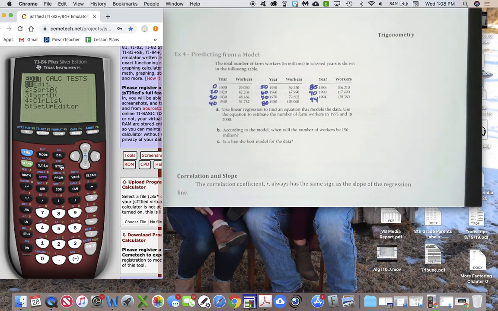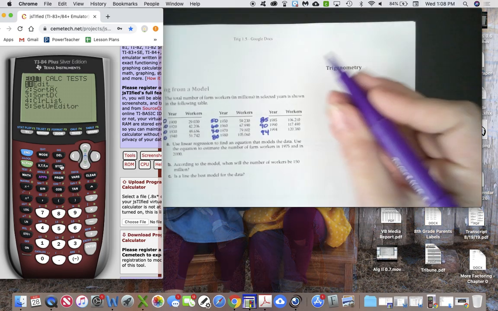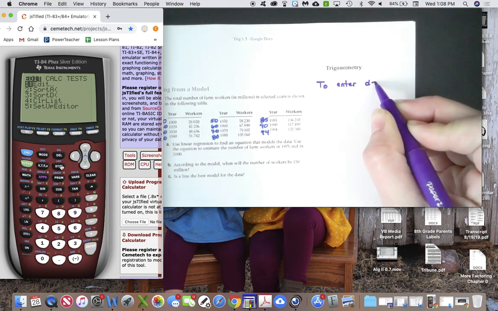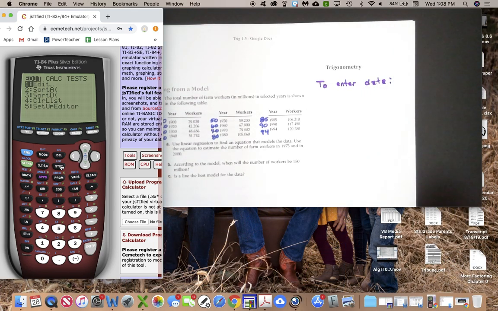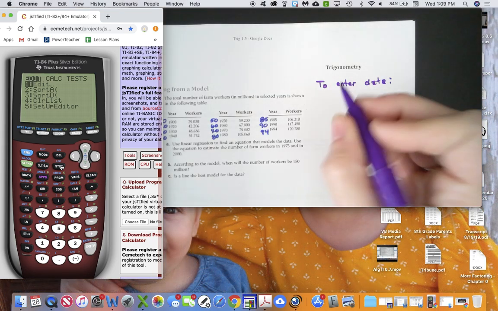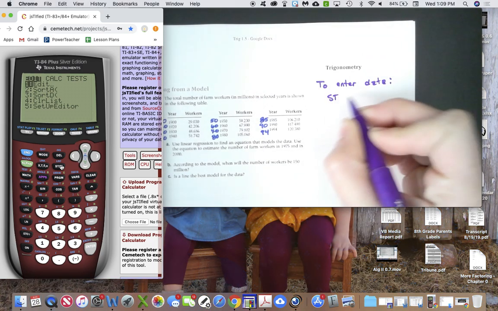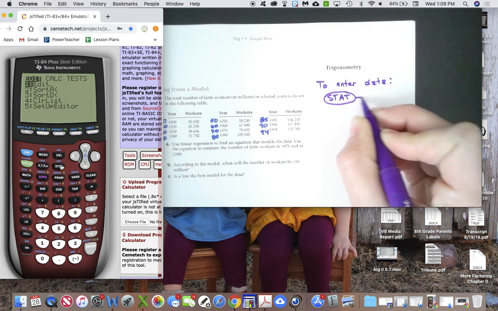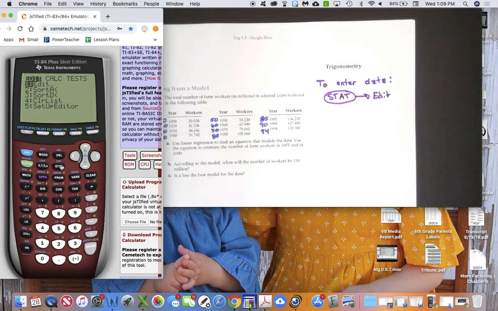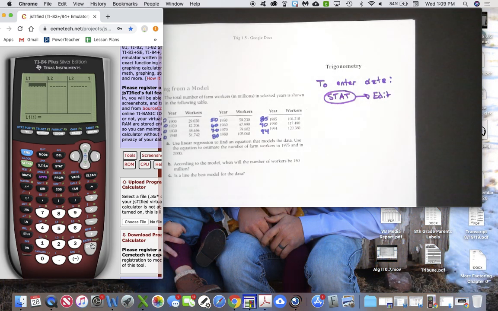I'm going to write this over here: to enter data. To enter data, you go stat, which is the button on your calculator, and then you go edit. On the main screen, after I've hit stat, edit is highlighted, so I'm just going to press enter. So I go stat, edit, and it will take me to this table.